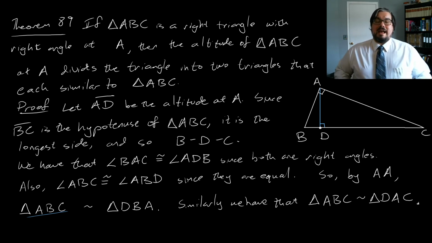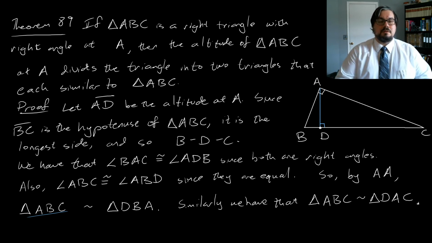All right, so we have that the altitude of a triangle breaks the triangle up into a couple of smaller triangles, each similar to the original. It turns out that this is exactly what's needed to prove the Pythagorean theorem. So, Theorem 90, the Pythagorean theorem.